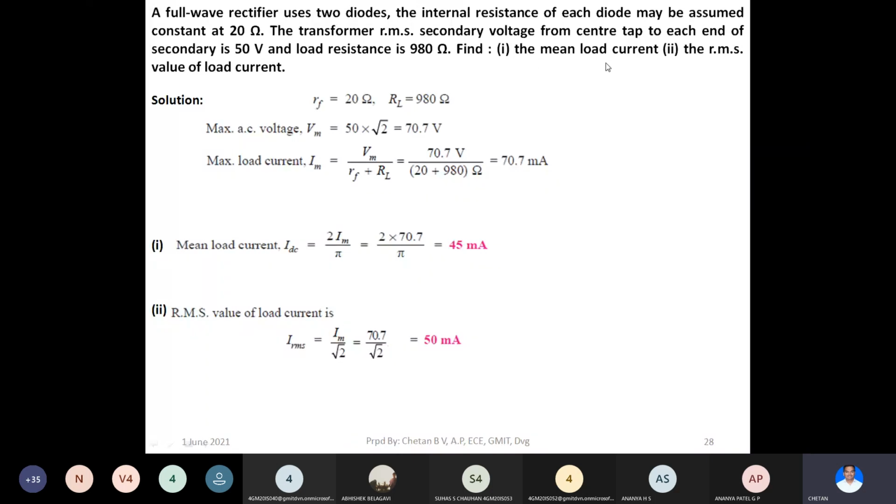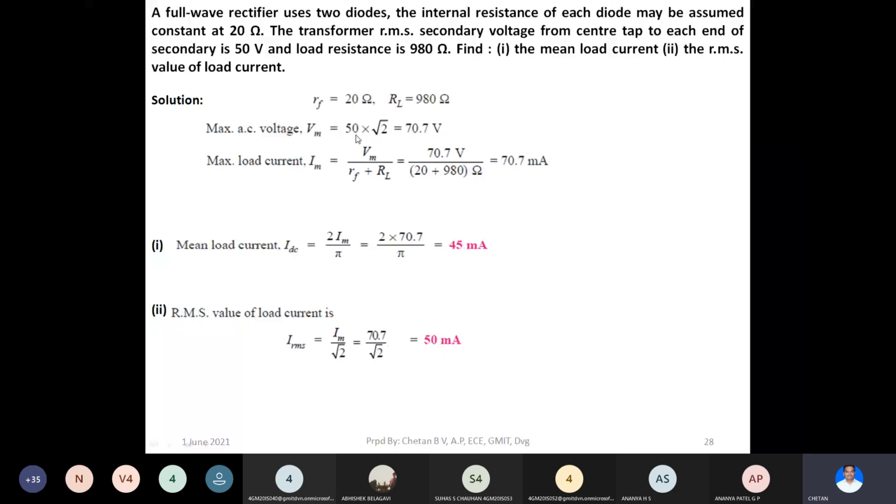Mean load current means the IDC value. The RMS value of load current means the IRMS value. So what is given in the question is a full wave rectifier, and the diodes have forward resistance of 20 ohm, and RL, the load resistance, is 980 ohm. So the maximum AC voltage VM you can obtain using this RMS value of secondary. We are using a center tap transformer here, and across each part of this center tap transformer, the voltage is 50 volt. Therefore, the VM for this will be 50 into root 2. This is RMS value into root 2.